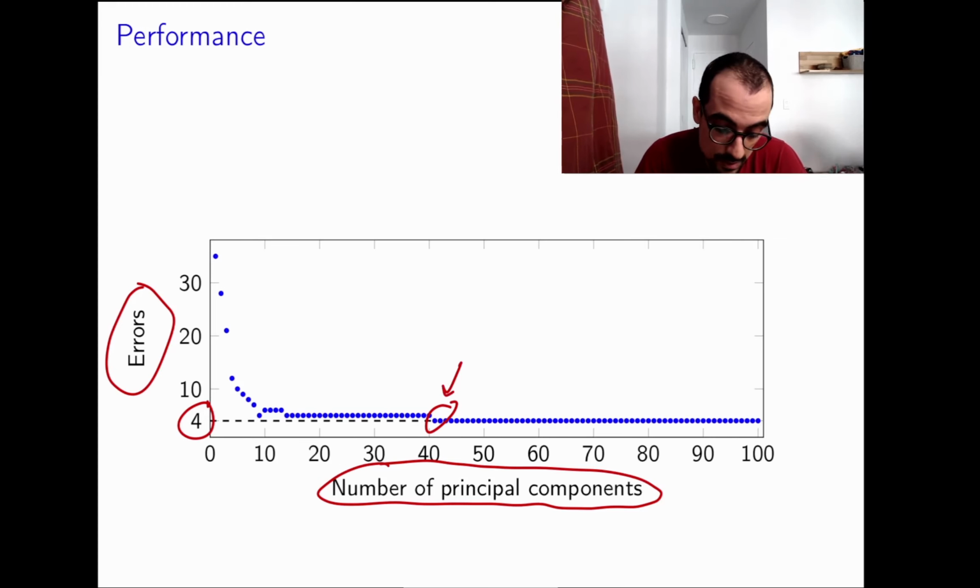And even with 15, you already get a pretty good error. You get only 5 wrong. So this is just 15 numbers. It's pretty cool. For this data set, this actually works very well.